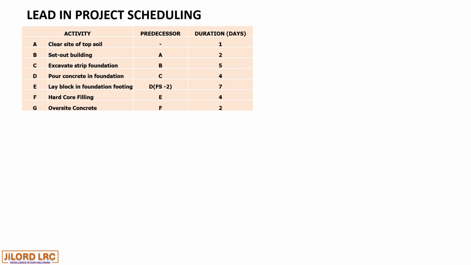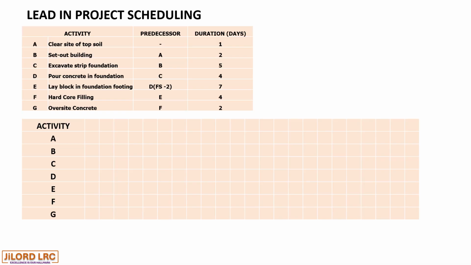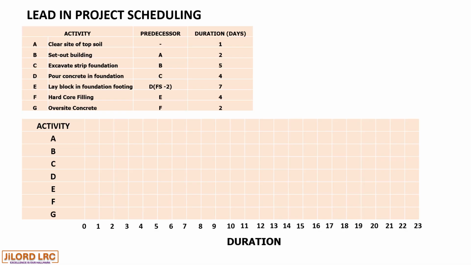We can note from the predecessor column that activity D precedes activity E, and it has a lead of 2, which is also noted as negative, as we noted in our previous lesson, and it has a finish to start relationship. So we are going to have our chart with activity on the vertical axis and duration on the horizontal axis.